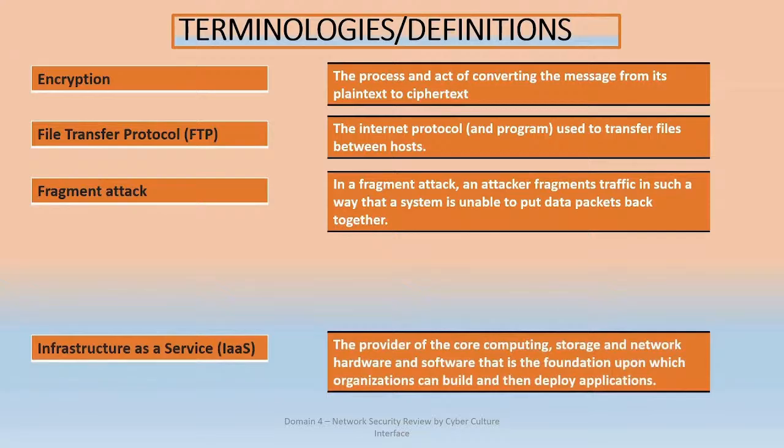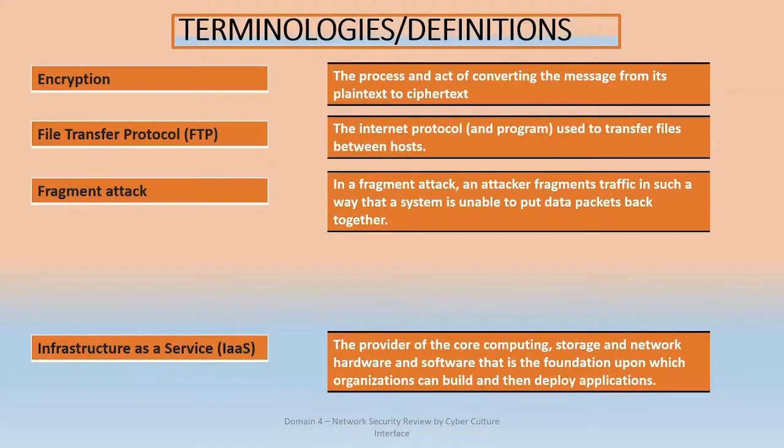Then we have infrastructure as a service, which I mentioned earlier. Infrastructure as a service is where a cloud provider, or a provider of a service, is providing core computing, storage, and network. You're basically providing what's supposed to be hardware as a service. So you don't need to buy your own hardware.